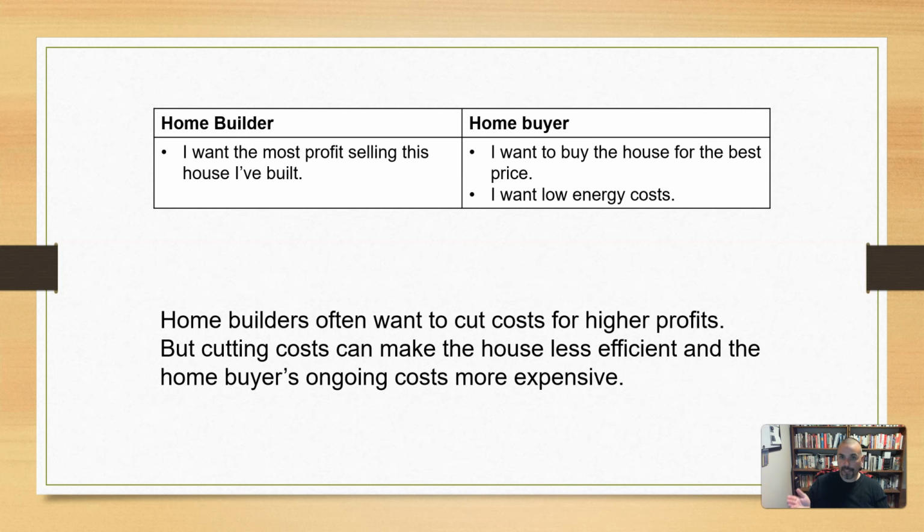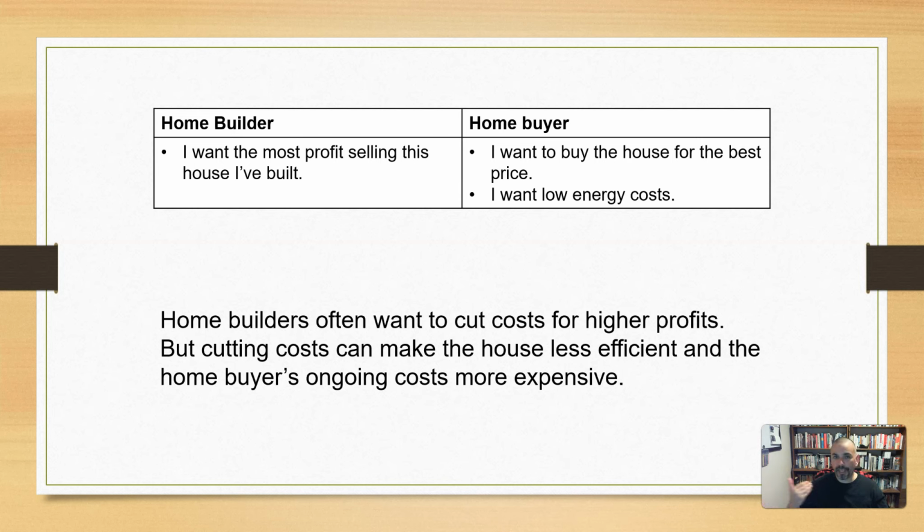One common way that split incentives show up is when builders are building new homes. Their primary goal is to essentially make the most money from whatever house they've built. However, a home buyer not only wants to get the house for the best price possible, but they're also going to want to think about the ongoing costs of energy. So they're going to want to think about how high their water bills are, their electricity bills, and their gas bills. And the home builder may not necessarily have an interest in making the house as efficient as possible. As long as they can sell it, they're willing to cut corners on things like energy efficiency.